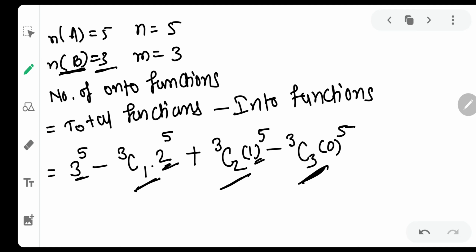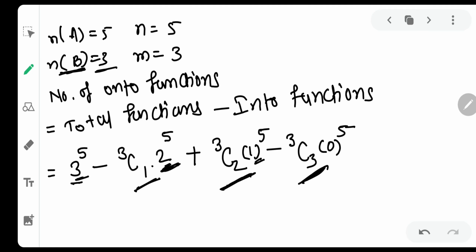Now why do we add? Because when I say 3C1, at that time one element is excluded, but when we are doing 2 raised to 5, even one more element can be excluded. Hence here two elements also get excluded inside the one element criteria. Hence we are adding this. Okay, so that is a discussion for another day. But in short, remember that the principle of inclusion exclusion always relies upon alternate plus minus.